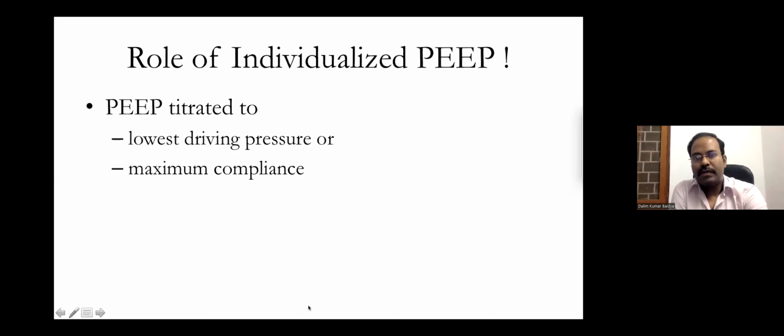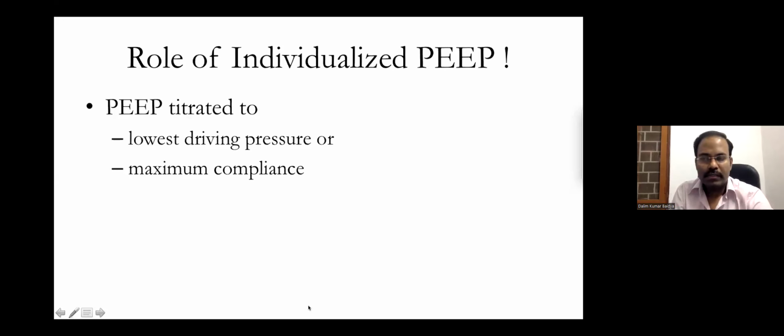So is there any role of individualized or personalized PEEP? We need to titrate the PEEP in a particular patient and find out what will be the optimum PEEP for that particular patient. So how can we do that? The best way, whenever you have a machine which shows driving pressure or compliance, is to titrate the PEEP to the lowest driving pressure or the highest compliance. That will be the best possible PEEP at which the majority of the alveoli will be at a similar stage and the heterogeneity of alveoli in the lung tissues will be reduced maximally, right?